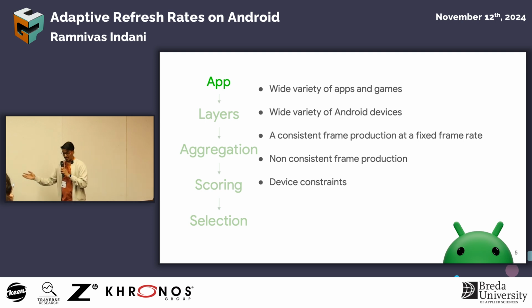Then we have device constraints. Not all devices are equal. Android supports a wide variety of devices like we talked about, and these devices have different constraints. They can be permanent constraints or they can be temporary. Power savings mode is temporary, and so is high brightness mode. But some of them are permanent as well. A device might only support one refresh rate, or they might support many refresh rates but with limited conditional approaches.